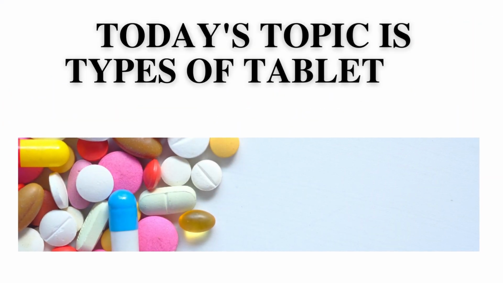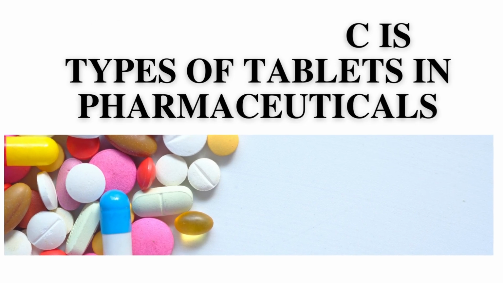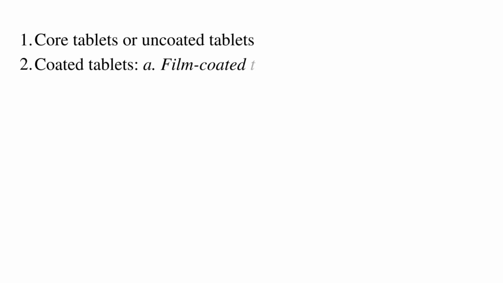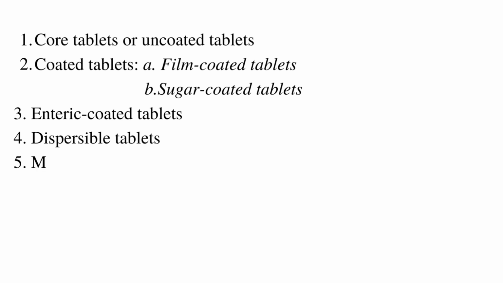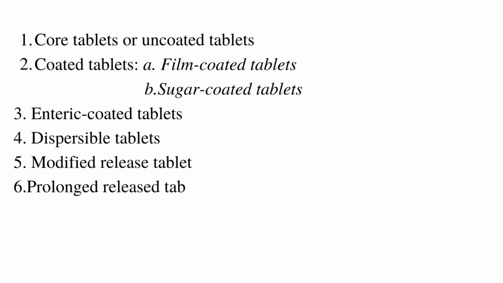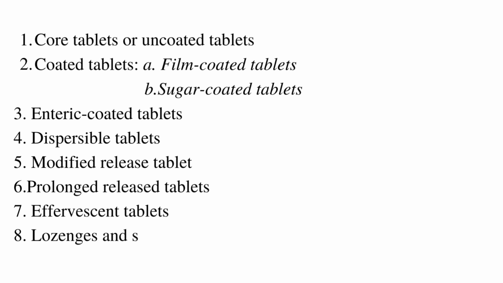Today's topic is types of tablets in pharmaceuticals. There are 8 types of tablets listed below. 1. Core tablets are uncoated tablets. 2. Coated tablets. A. Film-coated tablets. B. Sugar-coated tablets. 3. Enteric-coated tablets. 4. Dispersible tablets. 5. Modified release tablets. 6. Prolonged release tablets. 7. Effervescent tablets. 8. Lozenges and sublingual tablets.